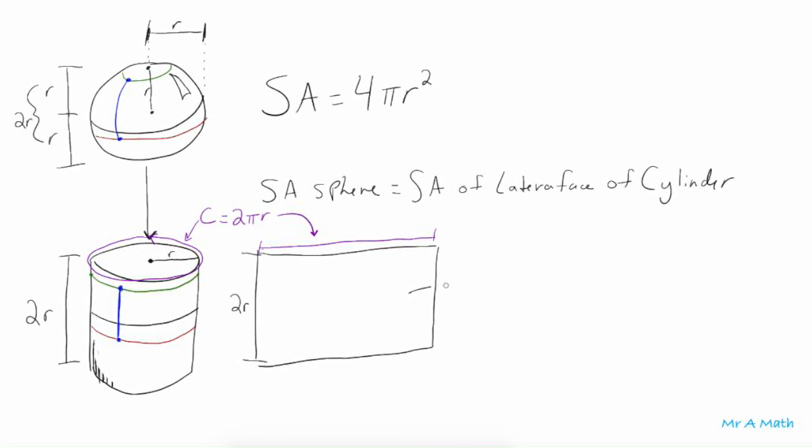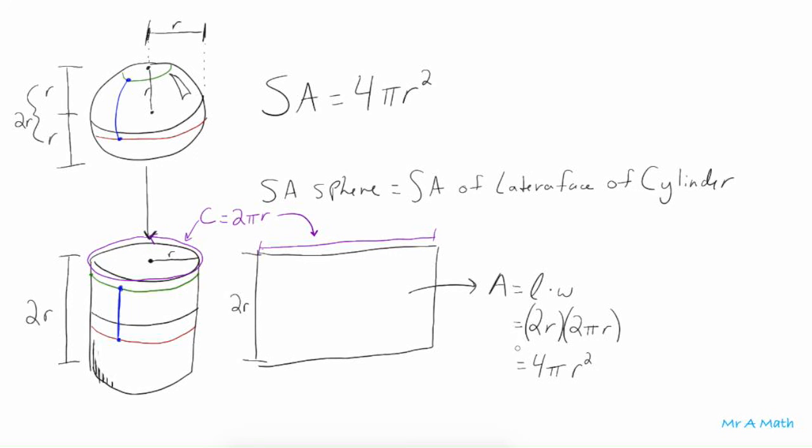So if I remember how to find the area of a rectangle, area is always equal to length times width. And in this picture, my length is 2r. So I'll put 2r times my width, which is the circumference of my cylinder, which is always 2 pi times the radius. And so now when I multiply this and combine like terms, 2 times 2 gets me 4. Pi just stays as pi. And radius times radius gets me radius squared.